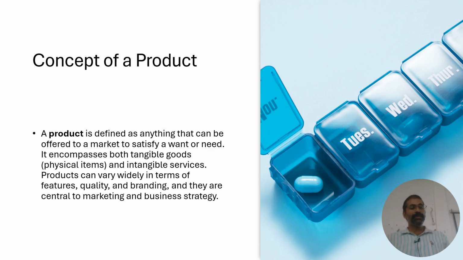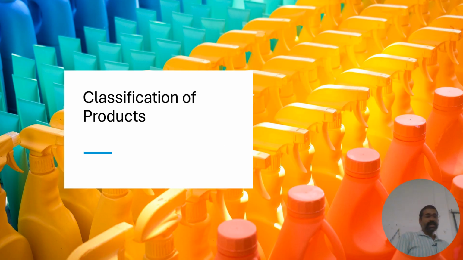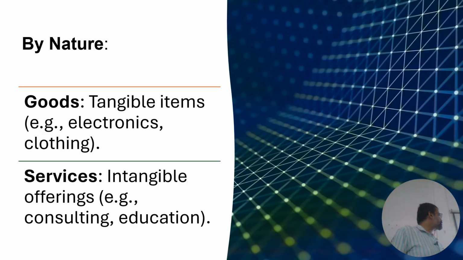So there is branding, we'll talk more about it in your later classes. So these are central, boys and girls, these are central to marketing and business strategy. So let's talk about the classification of products. So by nature, there are two types of products, such as goods and services. Since it is your first year, first semester, you should be very much aware of this. I told about this in my previous class as well.